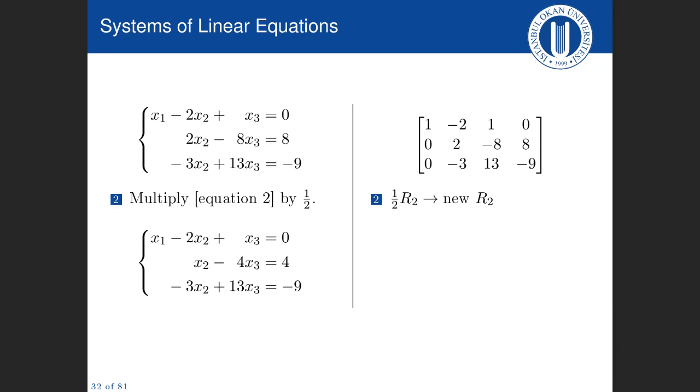Now for the augmented matrix, I want to take row 2, that's 0, 2, minus 8, 8, and multiply by a half. I get a new row 2: 0, 1, minus 4, 4.